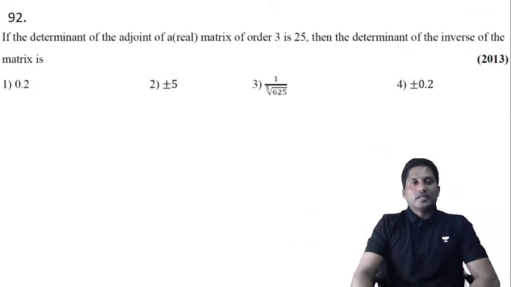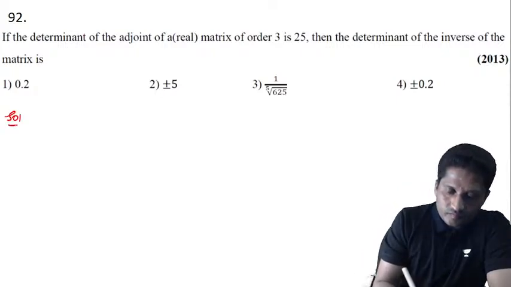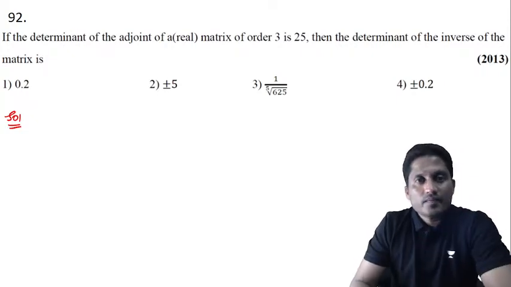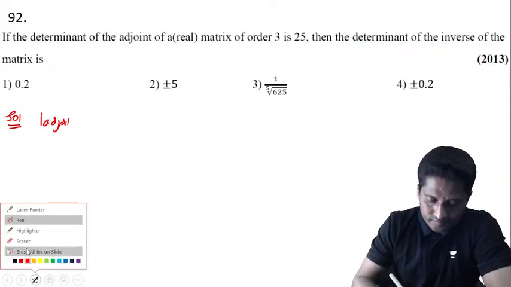Okay, question number 92. If the determinant of adjoint of a real matrix of order 3 is 25, that is determinant of adjoint A is equal to 25.